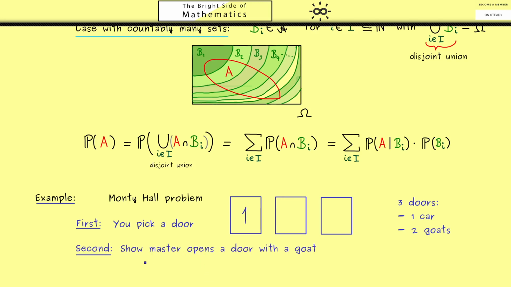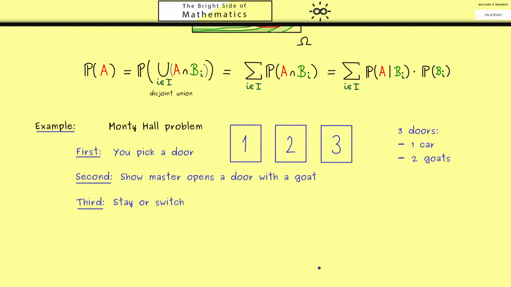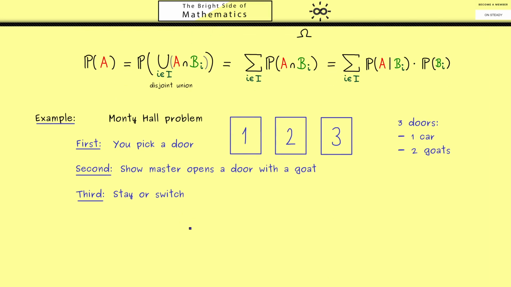Afterwards, in the second step, the showmaster always shows you a goat. So he opens one of the 2 remaining doors. And maybe let's say here he opens door 3. And then in the last step you have to do your final pick. So you can either keep the original door or you can switch. And now I can already tell you, switching has the higher probability for getting the car. Therefore, if you want the goat, you should stay at the original door. However, no matter what you want, we can calculate the probabilities now.